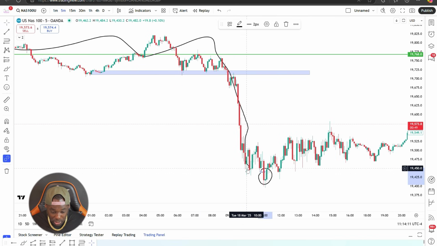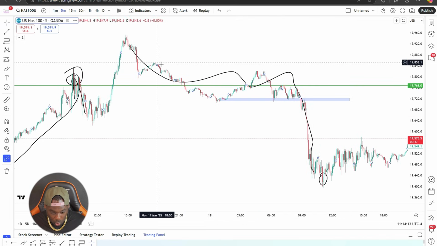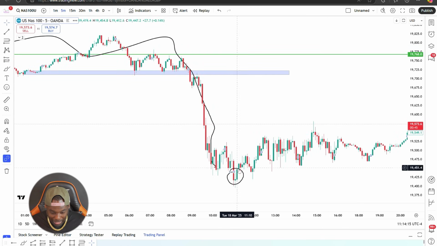To me, I'm late in the trend. We've been trending all the way down to right here. I'm late in the trend, so that's one of my filters. I don't really like to trade or participate late in the trend. Okay, I would rather wait for a pullback.